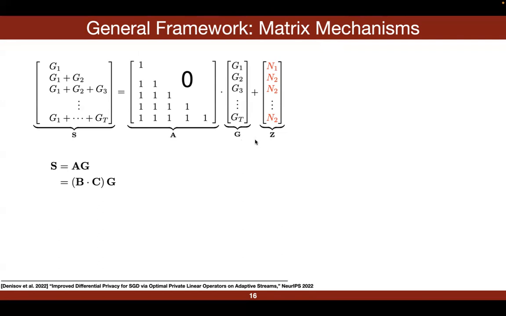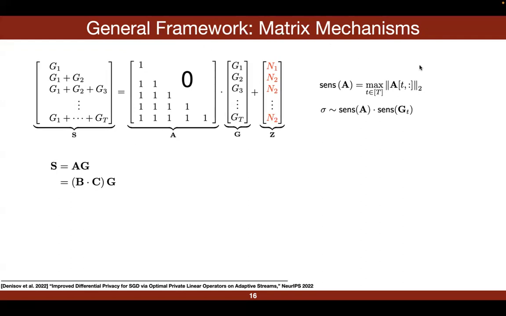And then our previous vanilla Gaussian mechanism suggests that we can add an isotropic Gaussian noise here. But this will be suboptimal because the sensitivity of this prefix sum is actually too large. And the sensitivity of S can actually be written in the following way. It can be written as the sensitivity of A times the sensitivity of G, where the sensitivity of A is defined as the maximum L2 norm of the column in A, right?